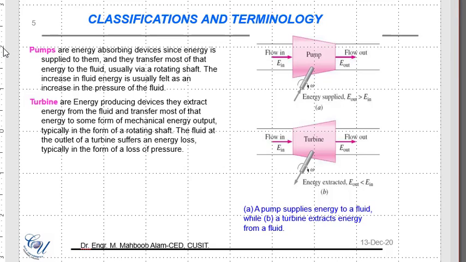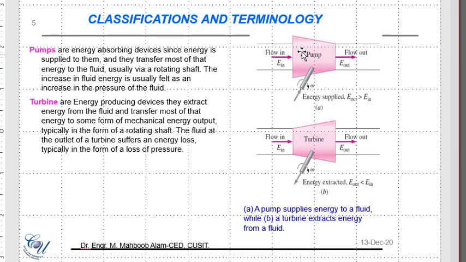We extract energy from the fluid, whether it is water or air, and we transfer ideally all of that energy through the rotating shaft to certain sections, and we change it to mechanical energy. And basically the fluid, when all the energy is taken away from it, the loss of energy is in the form of loss of pressure when we are using it for turbines.